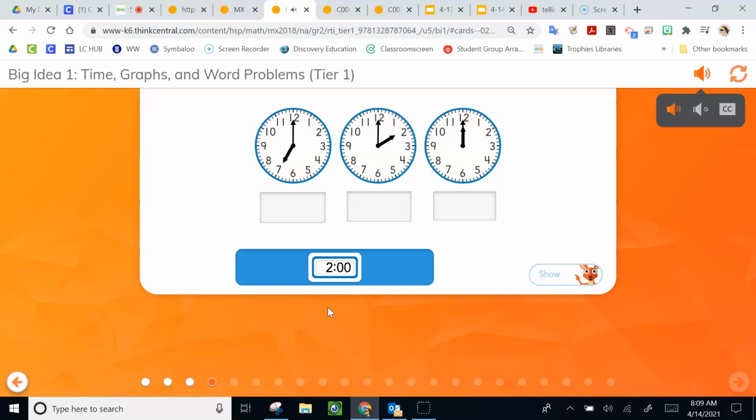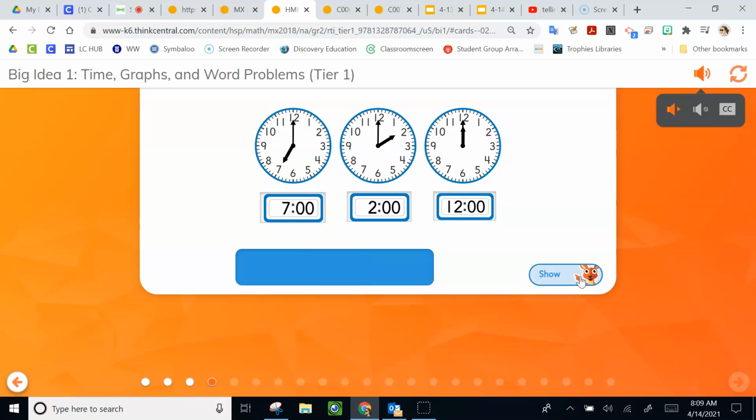Drag each digital clock to the analog clock that shows the same time. The first clock shows 0 minutes after 7 or 7 o'clock. The second clock shows 0 minutes after 2 or 2 o'clock. The last clock shows 0 minutes after 12 or 12 o'clock.